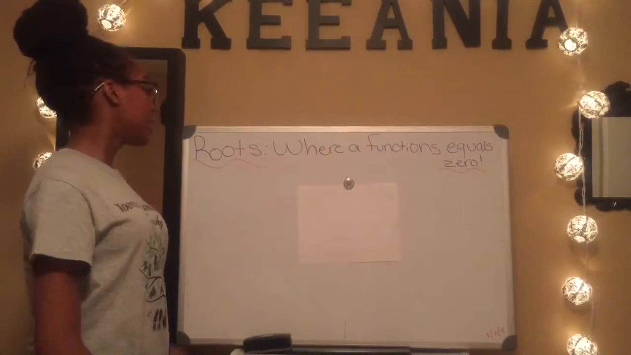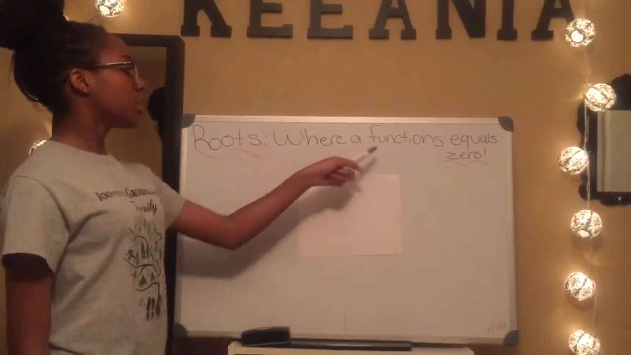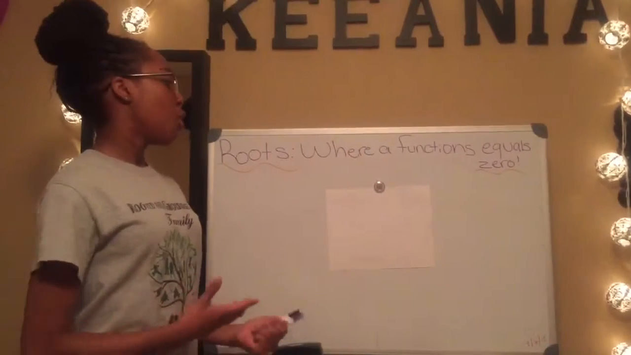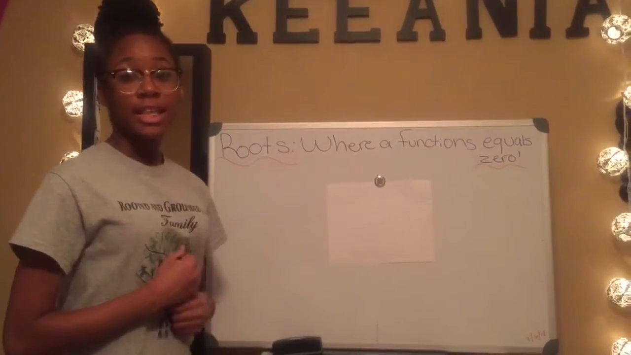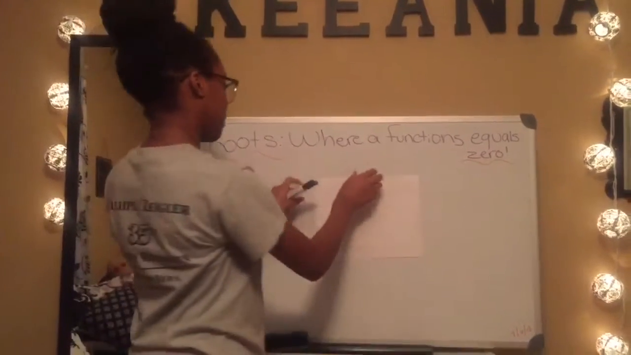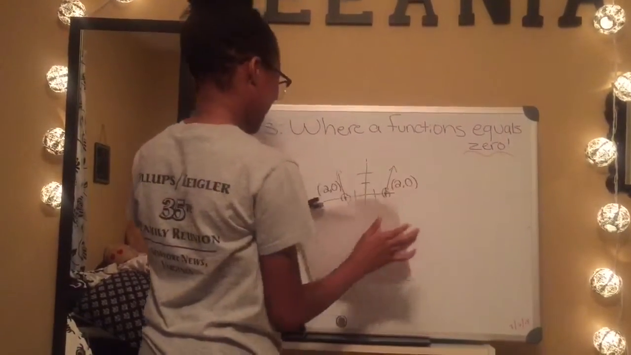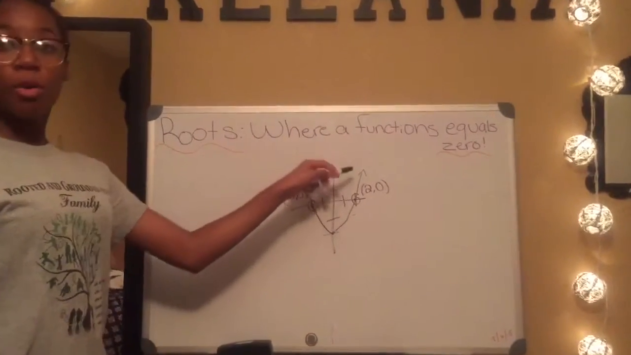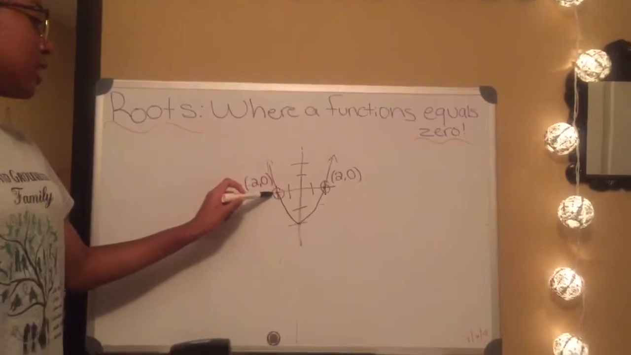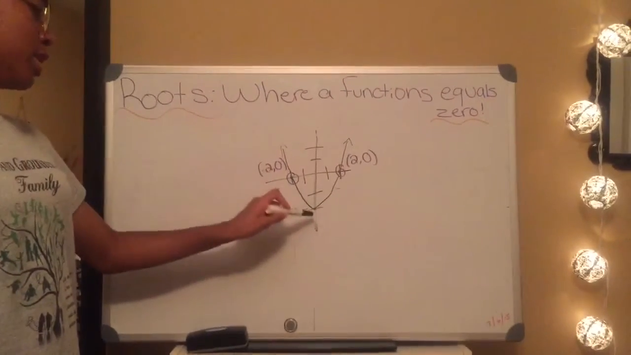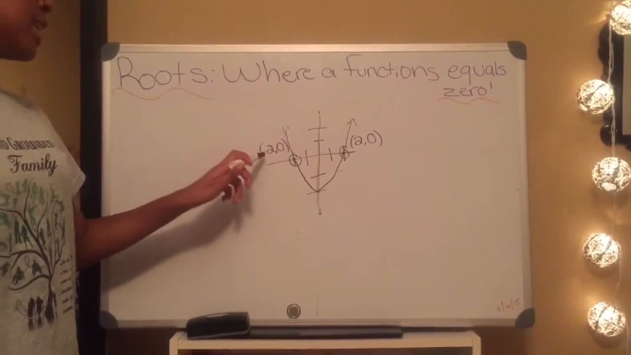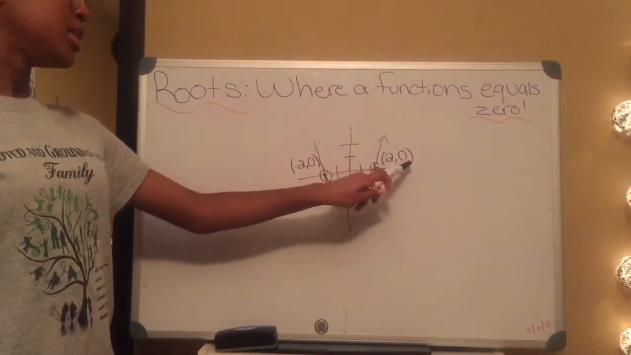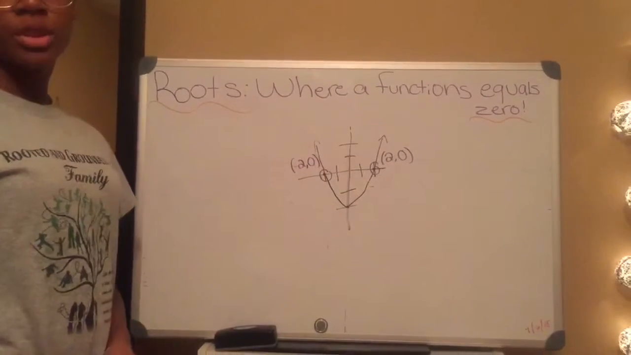Our first word is roots, where a function equals 0. This means when, on a graph, the line crosses the x-axis. For example, we see here that this is a quadratic form. Where one side crosses the x-axis is -2, 0. On this side is 2, 0. These will be our roots.